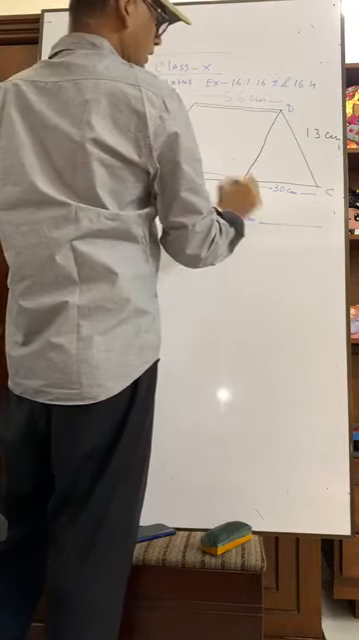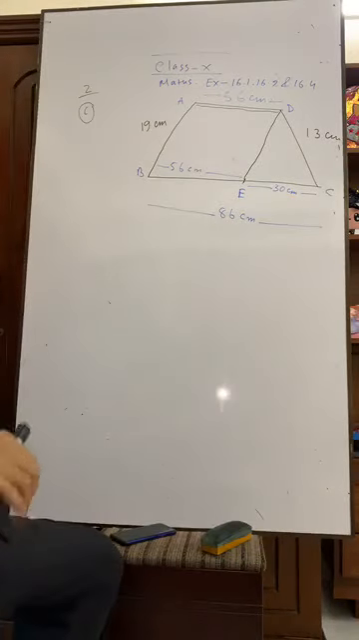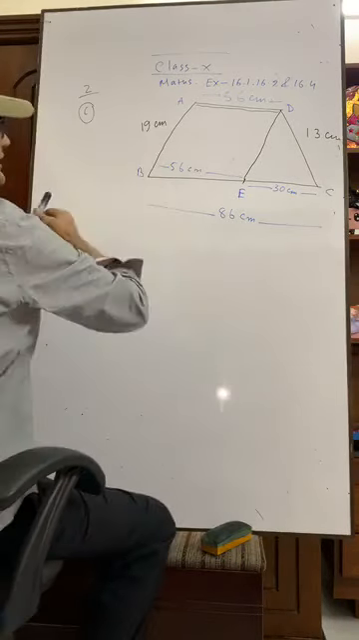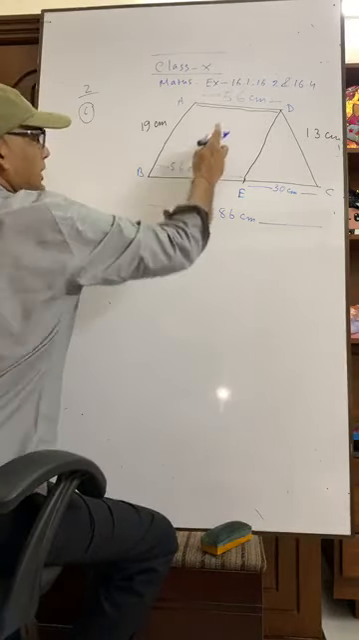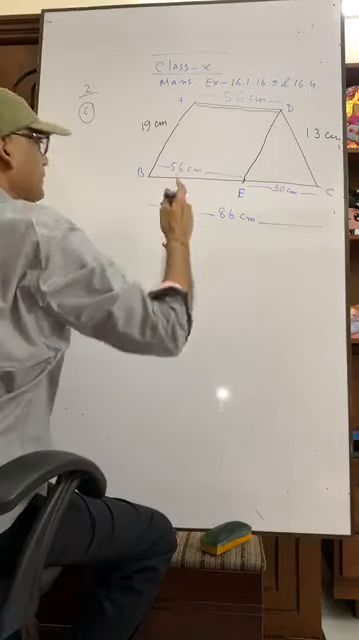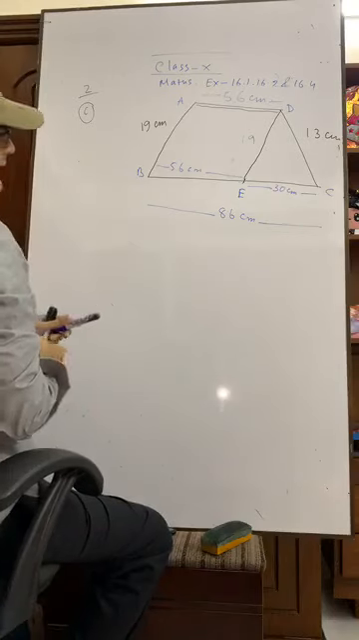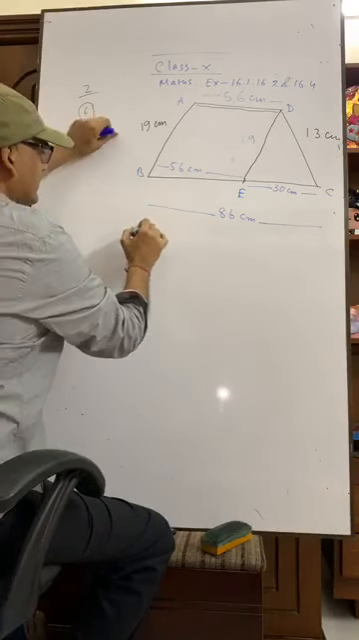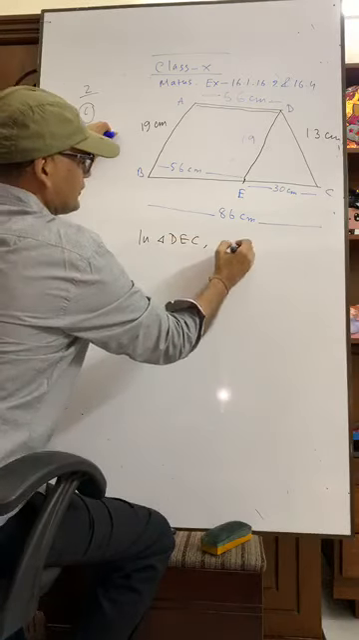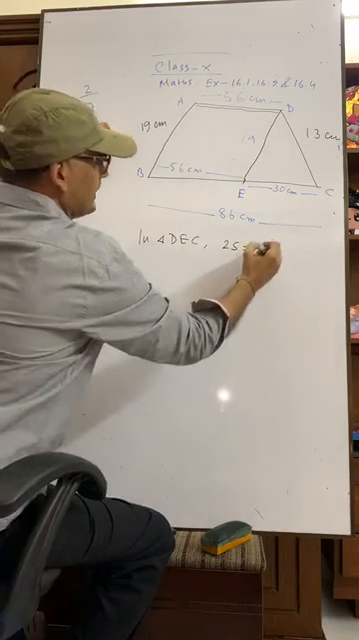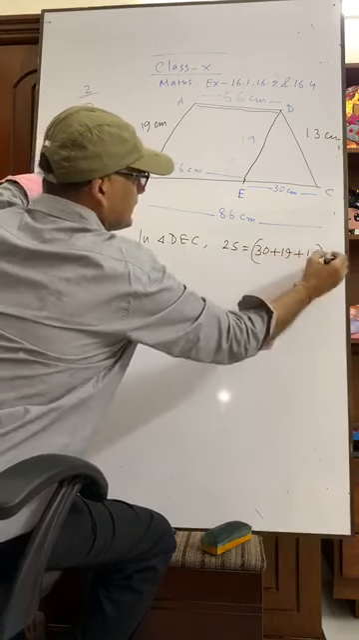Suppose it is E. Now can we determine the area of triangle DEC? You write down. If it is 19 centimeter, then it is also 19 centimeter, because it is now a parallelogram. Now in triangle DEC, twice S means perimeter. Perimeter is 30 plus 19 plus 13 centimeter.